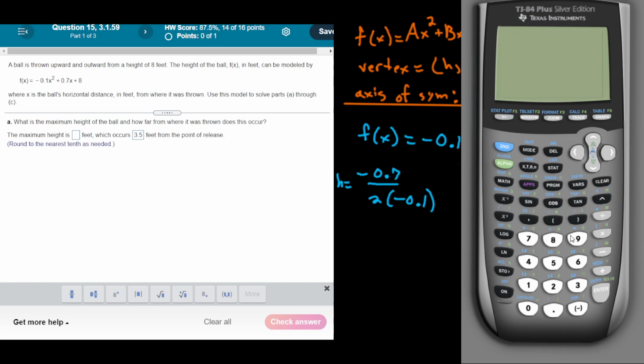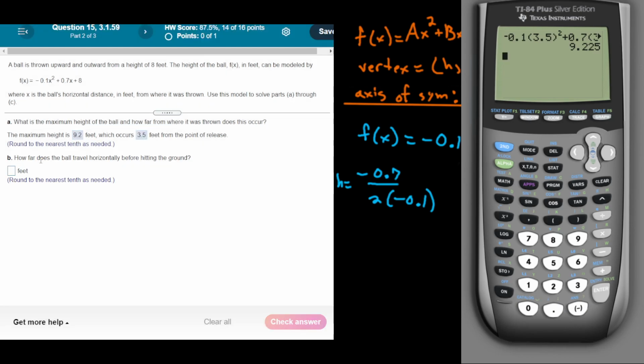To get your k, you're going to plug in the 3.5. So yeah, let's plug it in. So we have negative 0.1, open parentheses, 3.5, close parentheses, square it, plus 0.7 times 3.5, and then plus 8. That's your k, 9.225. Did he want us to round? Yeah, nearest tenth, 9.2.